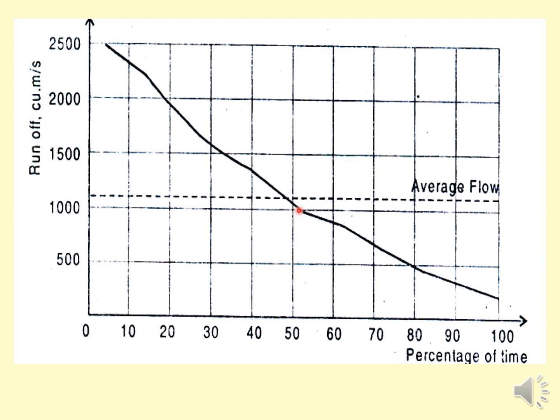So average flow is 1100. So I can consider the average approximately 1100 cubic meter per second. That is available for around 50% of the year. So that is what data we can get from the flow duration curve.